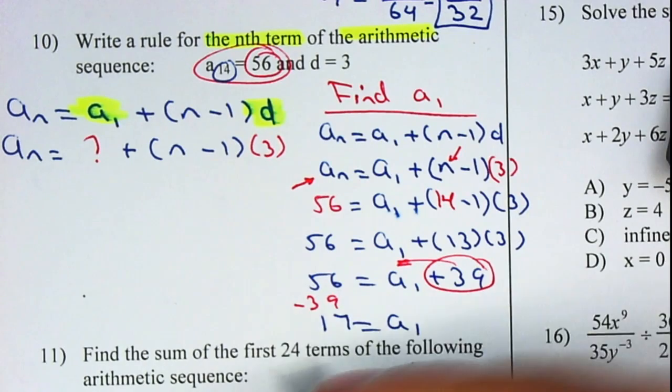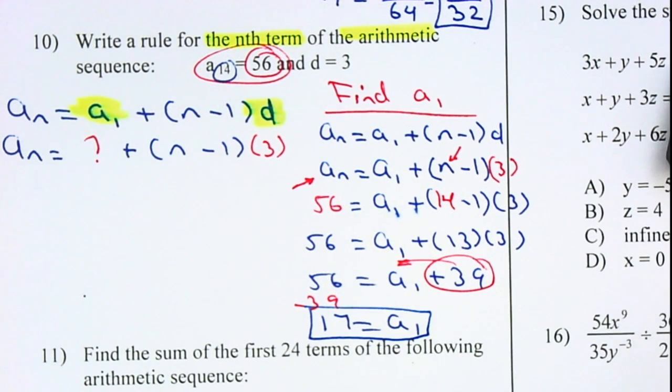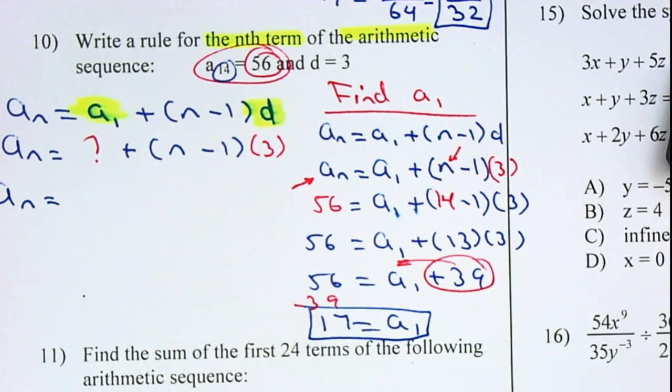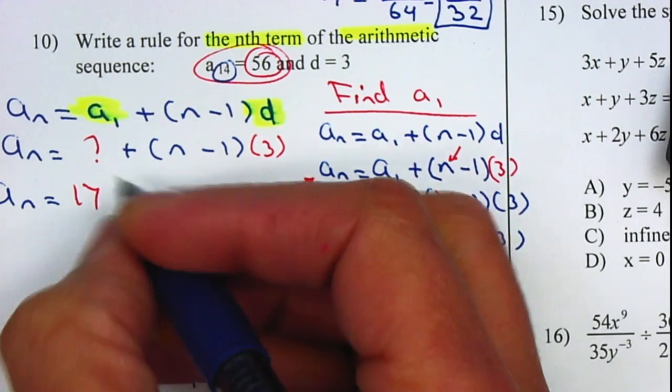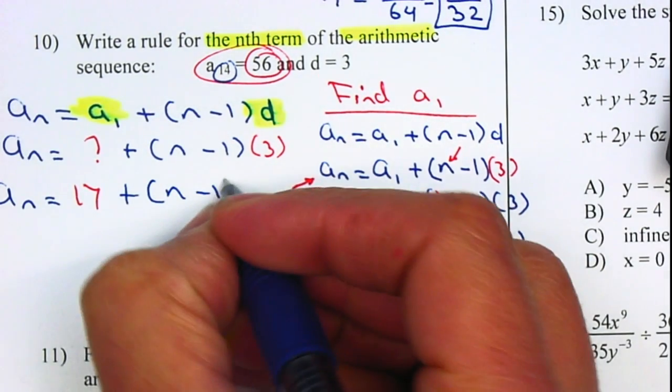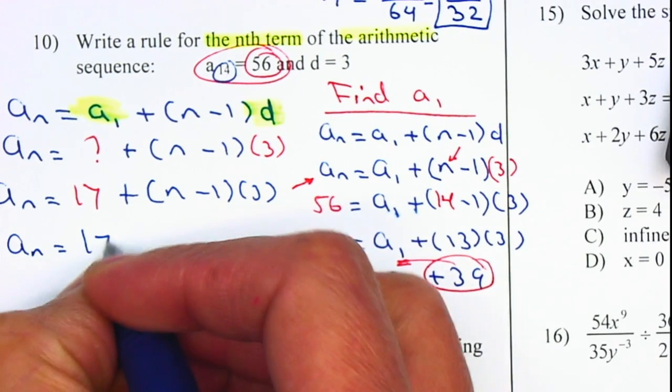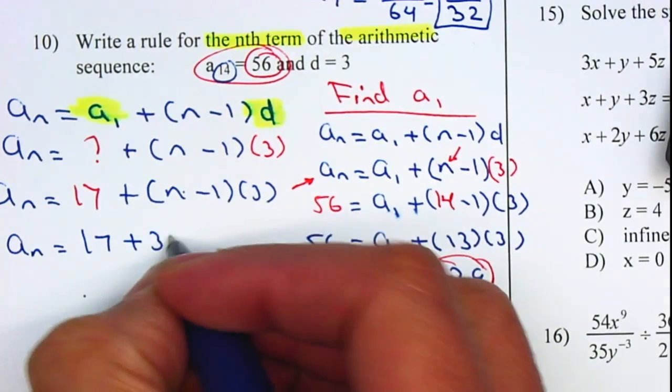And now that I have a sub 1, I can just plug it in. That'll give me a sub n is equal to 17, my first term, plus n minus 1 multiplied by 3. So let's multiply it out and simplify it, and we are done. 17, 3 times n will give me 3n, and that gives me negative 3.